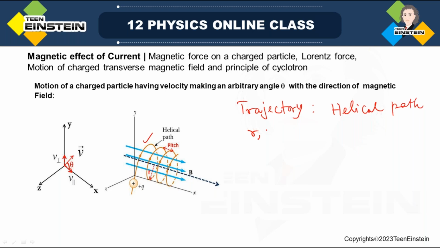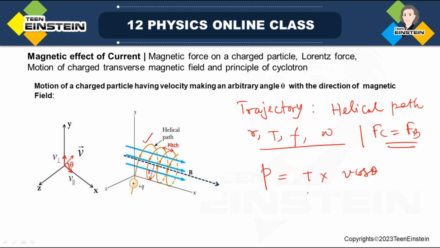And see, r, t, f, omega, you can find out using the same formula, same thing. Fc is equal to fb from this particular idea. And how do you find out pitch? This is the linear distance or length of the path the charged particle moves in a single revolution. So that is given by t into v cos theta, so that will be 2 pi m by q b, v cos theta. So this is the thing.